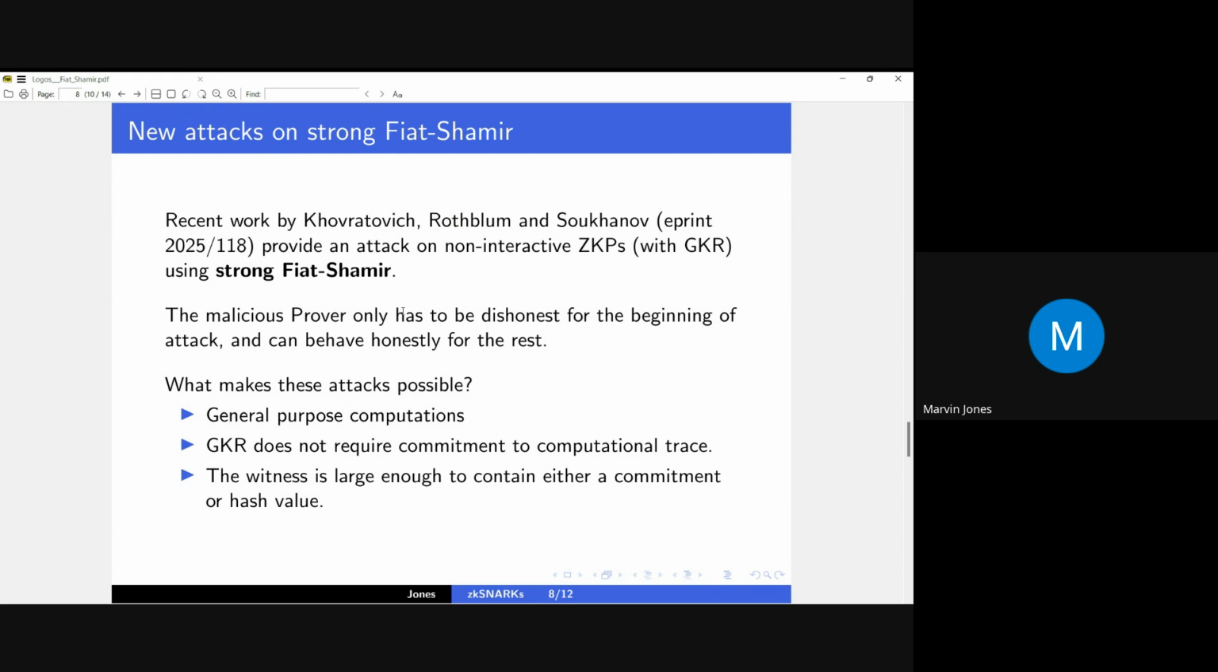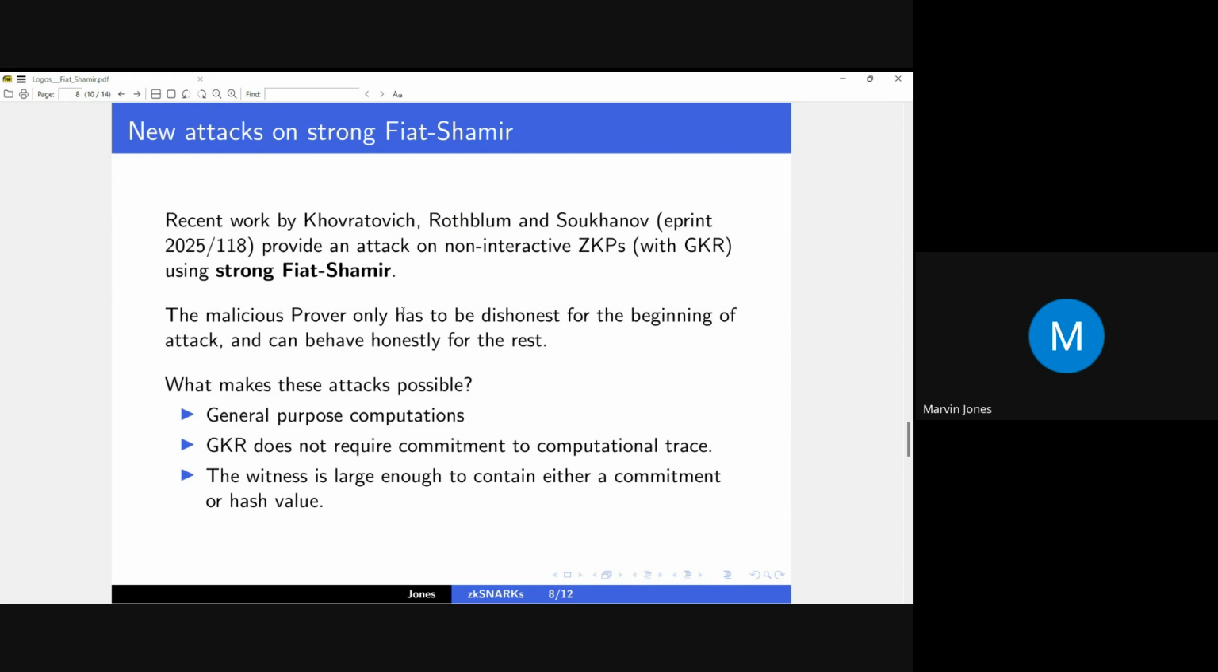Anyway, there are a few things that are really interesting about this attack. One, a malicious prover only has to be dishonest for the beginning of the attack, and for the rest of it they can behave completely honestly, and it will work. Which is kind of terrifying, that there's essentially one step where they can just wreck everything. But before we get into that, let's mention why this is possible.